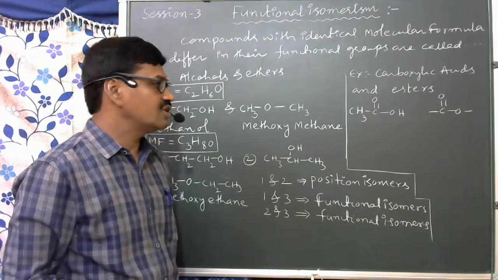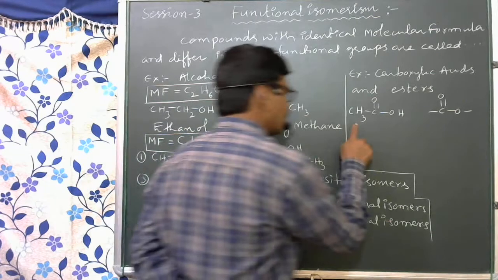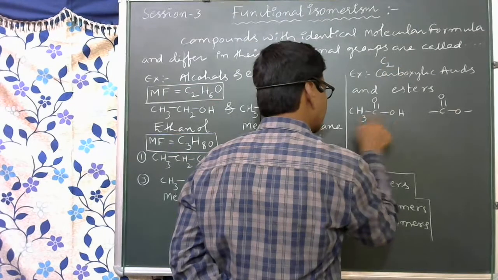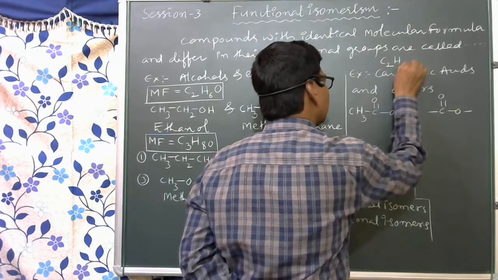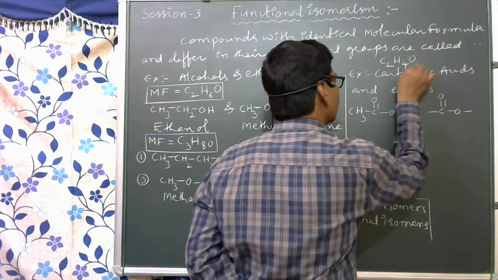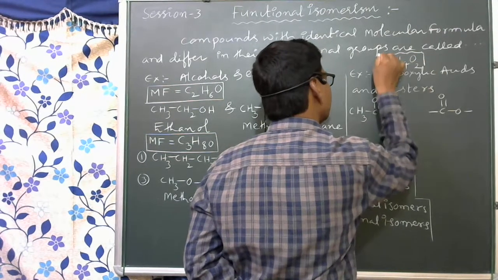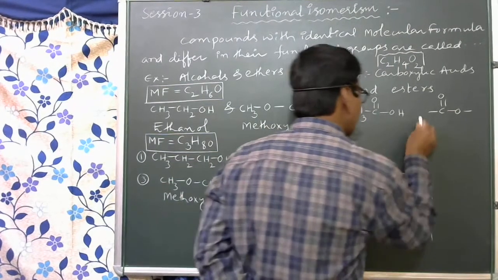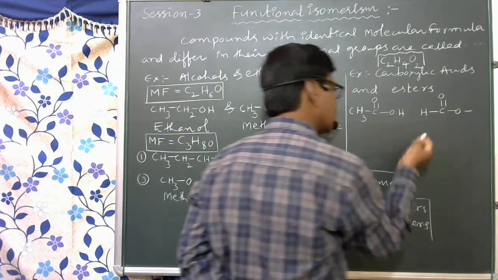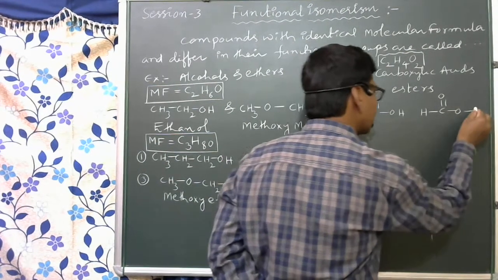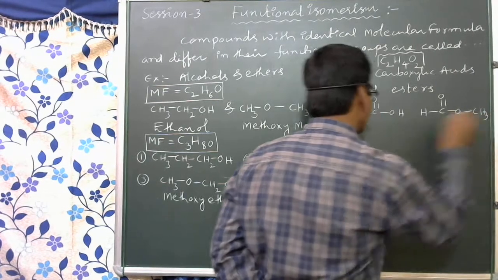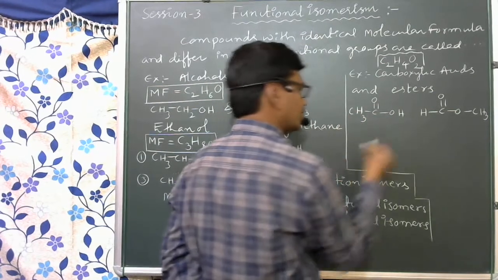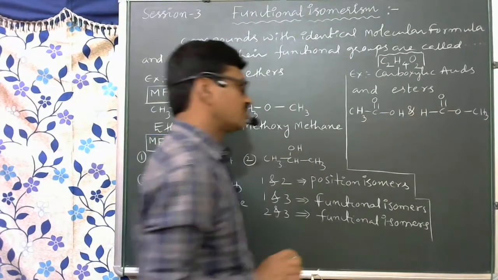Two carbons containing carboxylic acid. What is the molecular formula here? 1, 2, two carbons. Here I am writing C2H4O2, two oxygens. This is the molecular formula. See here what I am writing: on one side hydrogen we can write, but on the other side we can write an alkyl group. This side I am writing CH3, and the hydrogen which is present beside oxygen I have written on this side. So these two are functional isomers.